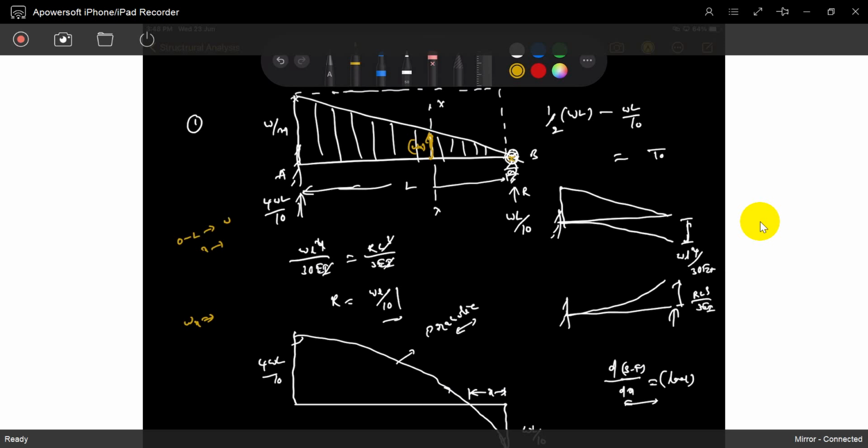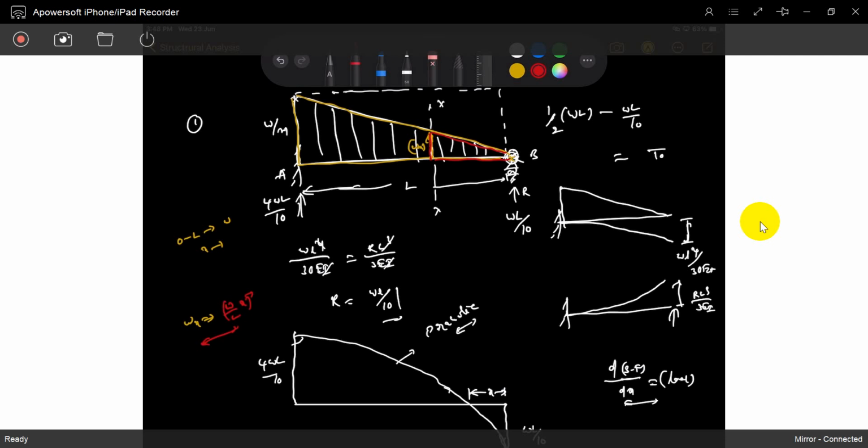See, these are two similar triangles, understood? For L distance it's w. For x distance what is it? That is w by L into x. If you take x equal to L, it will come as w. If you take x as some distance, you will get the value, because these are similar triangles.